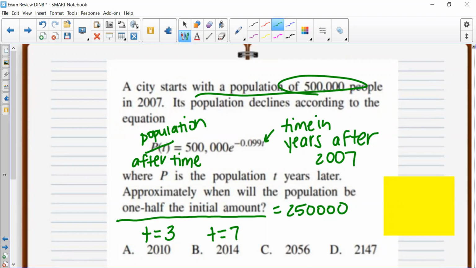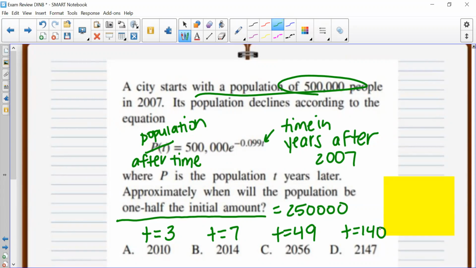Like for this one, 2056 minus 2007 is 49. So it's 49 years later. T is 49. And then 2147 is 140 years after 2007. You just subtract them.